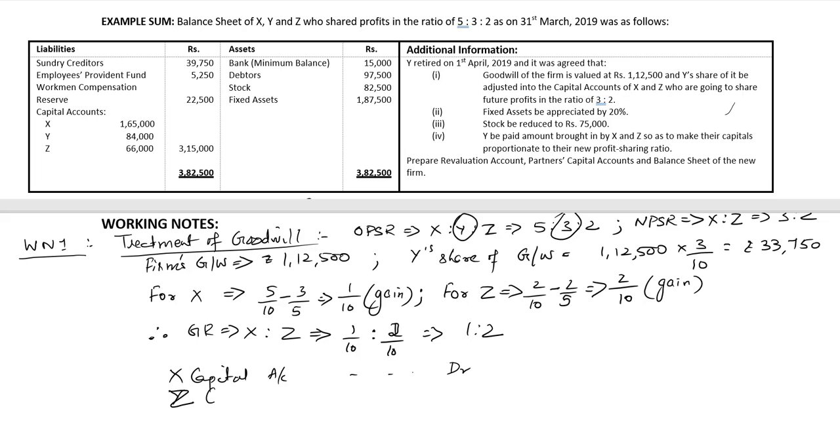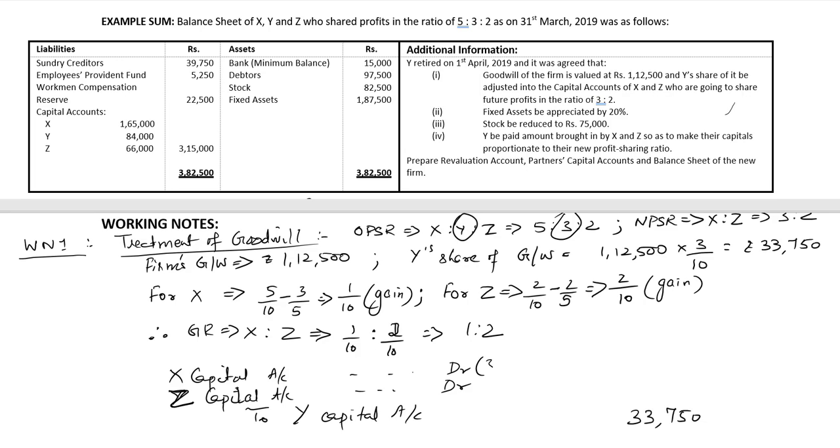Z capital account debit, to the retiring partner Y capital account. Amount against partner Y is Y's share of goodwill, 33,750 rupees. We need to divide this in gaining ratio.